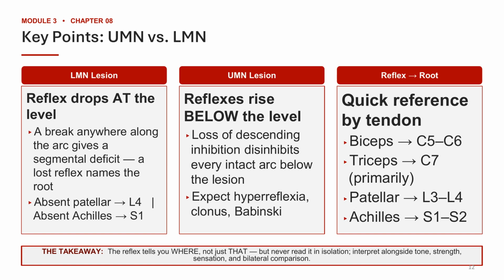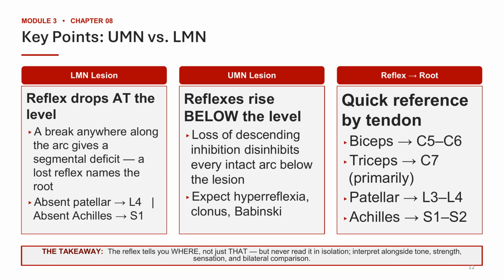Final consolidation before we move into Chapter 9. Lower motor neuron lesion. The reflex drops at the level. A break anywhere along the arc produces a segmental deficit, and the lost reflex names the root. An absent patellar means L4. An absent Achilles means S1. The reflex is doing your localization for you. Upper motor neuron lesion. Reflexes rise below the level.